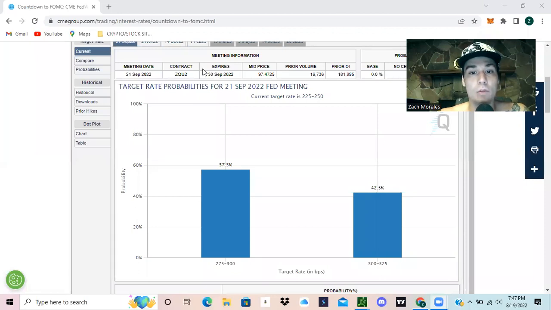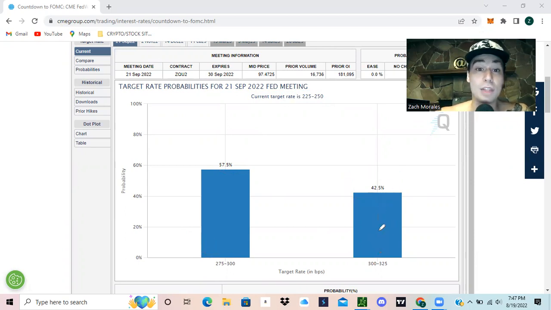Right now, if you go to cmegroup.com, this is basically the countdown to the FOMC, and it gives you the target rate probabilities for the next Fed meeting. The current target rate is 225 to 250. We have a 57% chance that we're going to get a 25 to 50 basis point hike, and currently a 42% chance we're going to get a 50 to 75 basis point hike.